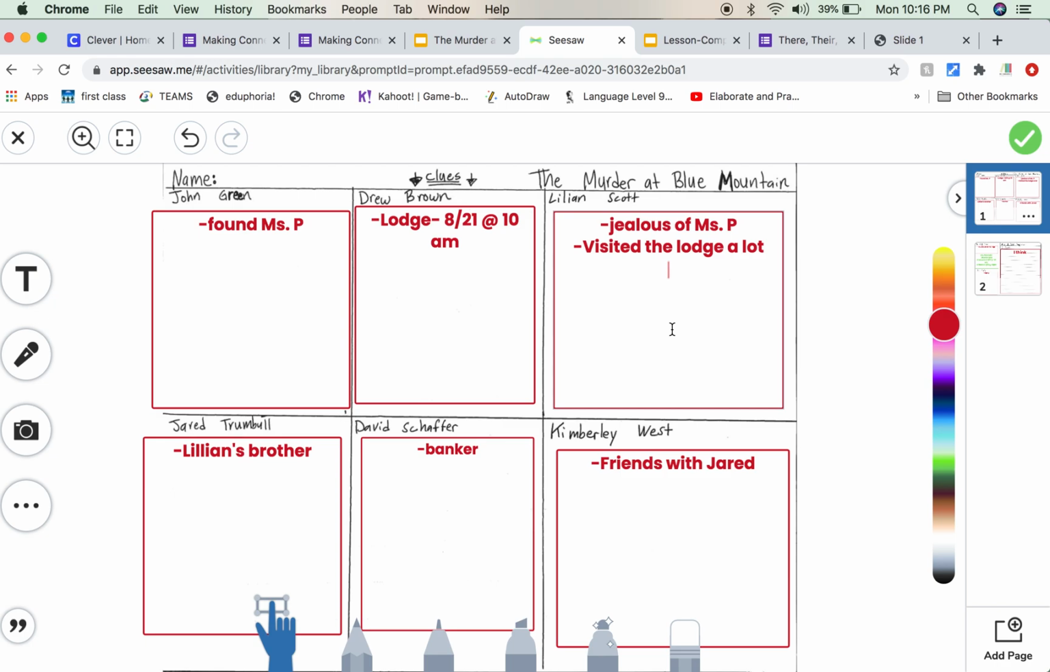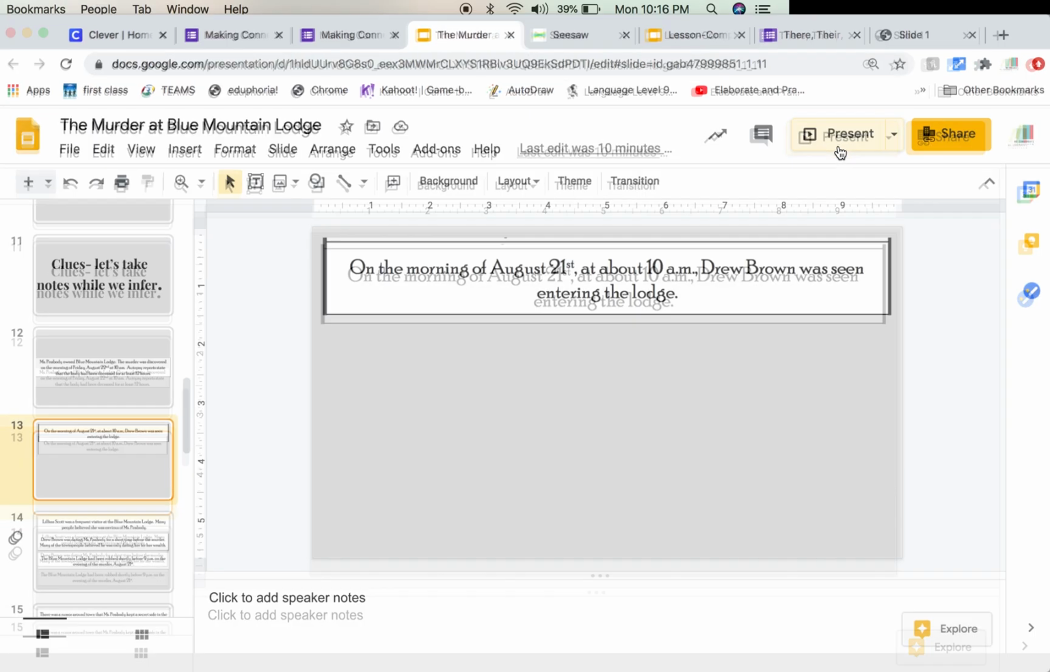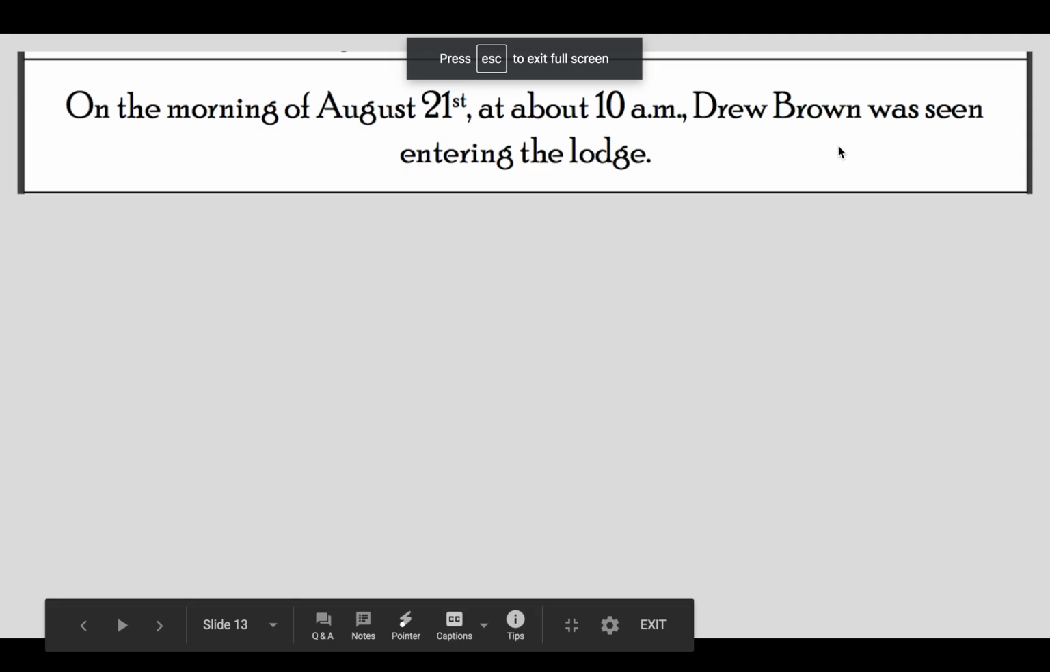We have clues, we have evidence on Lillian Scott and Drew Brown so far. So don't write the information on John Green yet, or Jared, or David, or Kimberly. Right now, only type in the clues for Drew Brown and Lillian Scott. So what I do, you do. So this is how the lesson's going to go. I will show you a clue, and then we'll type in the clue in the text box in Seesaw. Let's keep investigating, detectives.